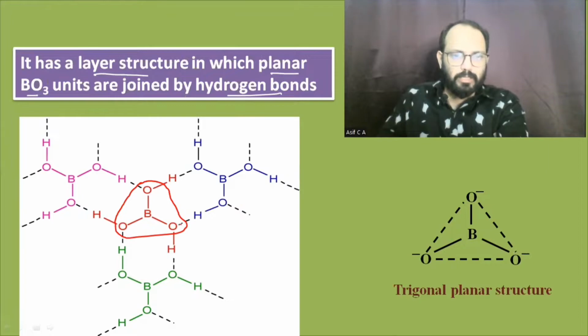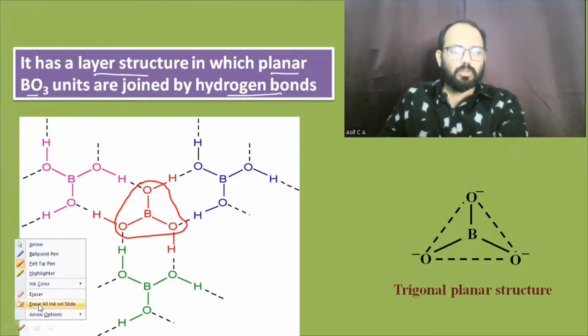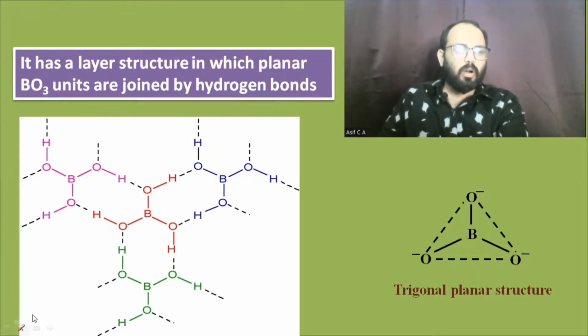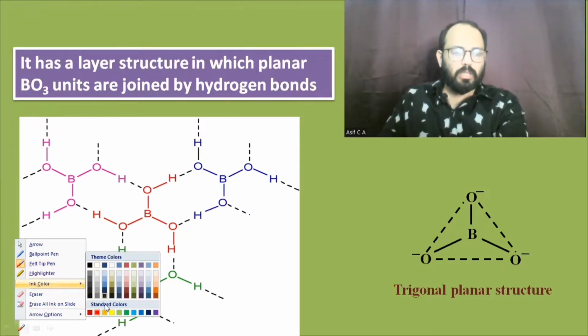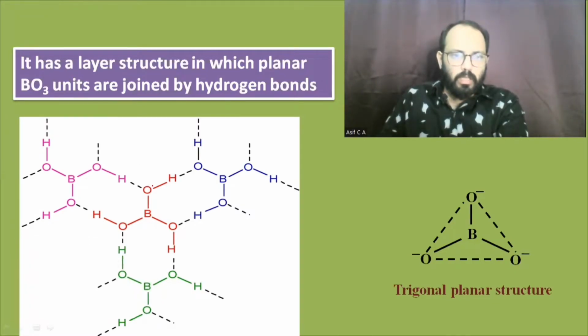You are able to see the hydrogen bonds, right? Here one hydrogen bond, here one hydrogen bond, here one hydrogen bond. So there are three hydrogen bonds. So these BO3 units are joined together by hydrogen bonds, and you will get a polymeric structure like this one. So this is what you call orthoboric acid. Look at the structure. Here there is B(OH)3, OH 1, 2, 3.